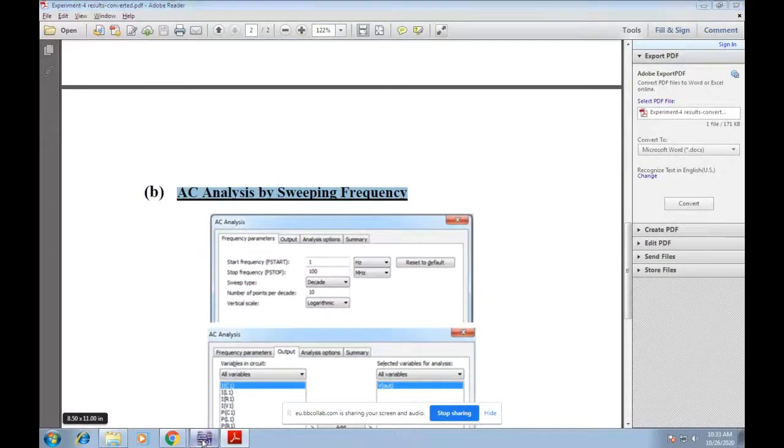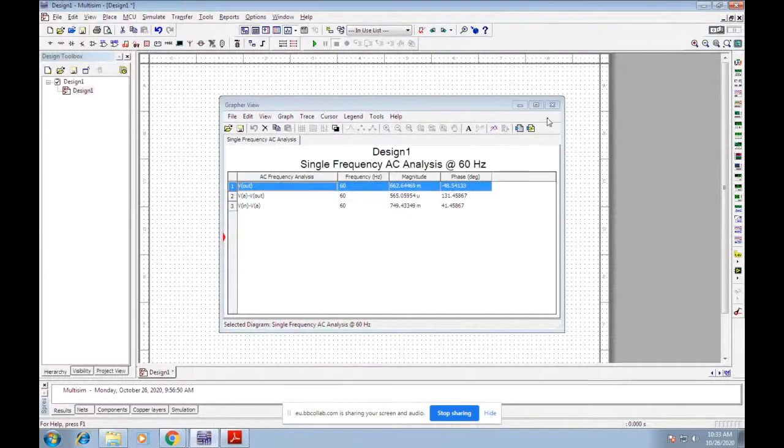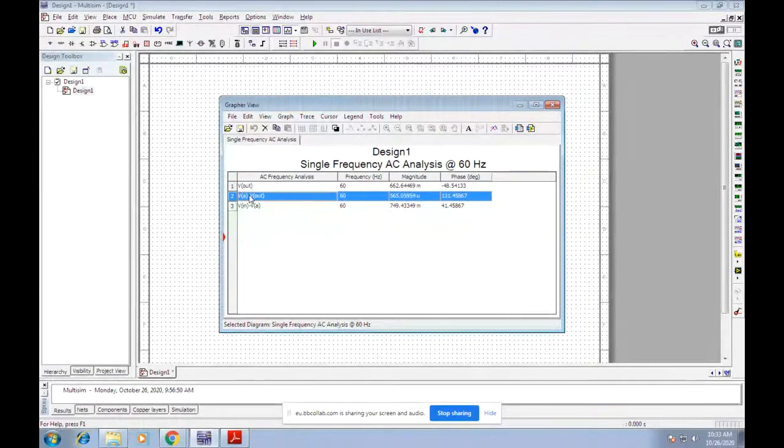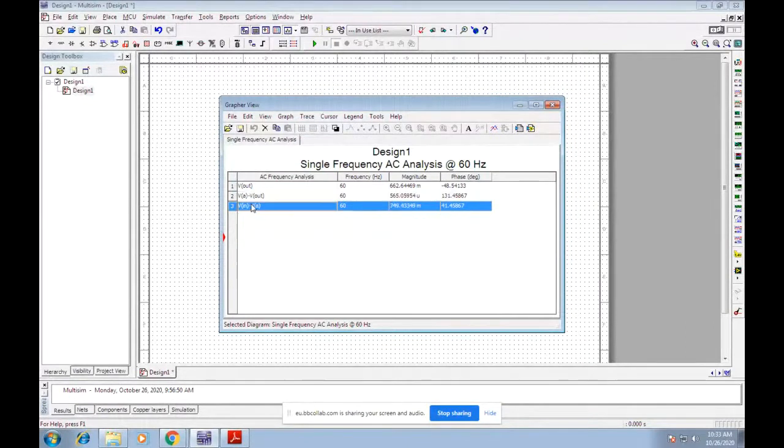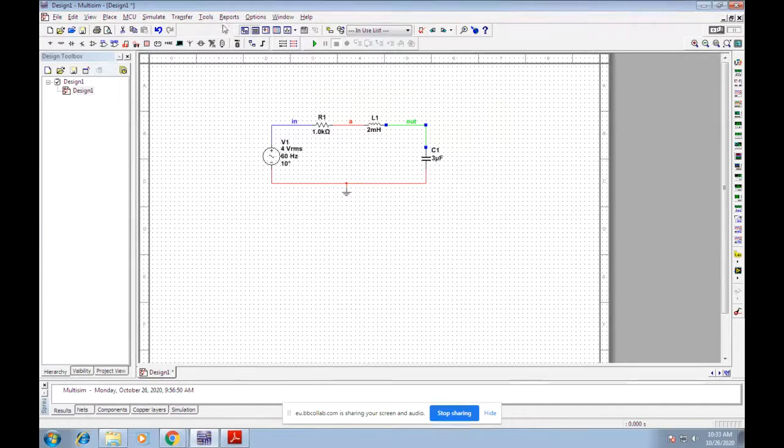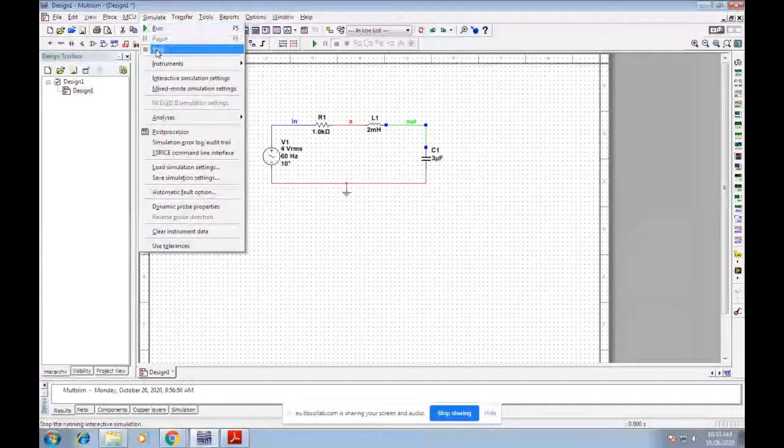Similarly, same for this, you can cancel this. V out means this is for the capacitor. VA minus V out means this is for the inductor. Vn minus Va means this is for the resistor. These are the magnitude and phase. So close this. This is the first part. Same for the second part. Click on simulate.